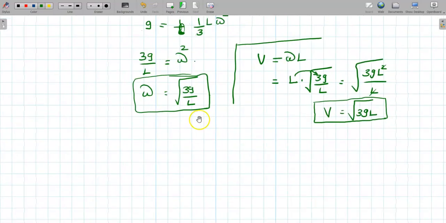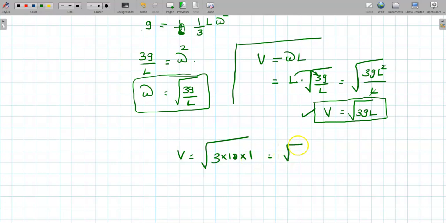Now we can apply the values. Sometimes this would be the option, sometimes the values will be given. So the values are 3 times 10 times the meter ruler length of 1 meter, giving square root of 30 meters per second.